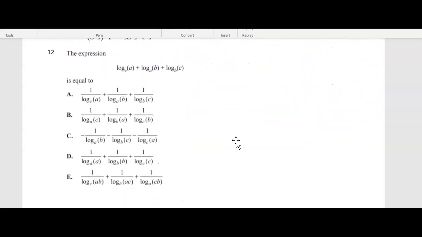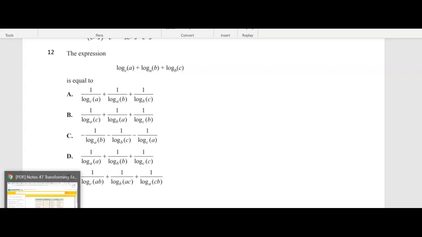All right, question 12, another log question, although the previous one wasn't really a log one. We've got the expression log base c of a plus log base a of b plus log base b of c is equal to. This is where you need to use your change of base rule. We're going to change the base for all of these.